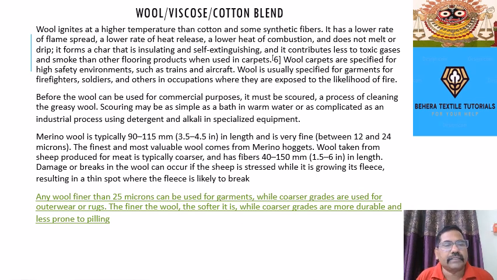Wool taken from sheep produced for meat is typically coarser and has fibers 40 to 150 mm or 1.5 to 6 inches in length. Damage or breaks in the wool can occur if the sheep is stressed while it is growing its fleece, resulting in a thin spot where the fleece is likely to break. Any wool finer than 25 micron can be used for garments, while coarser grades are used for outerwear or rugs. The finer the wool, the softer it is, while coarser grades are more durable and less prone to pilling.